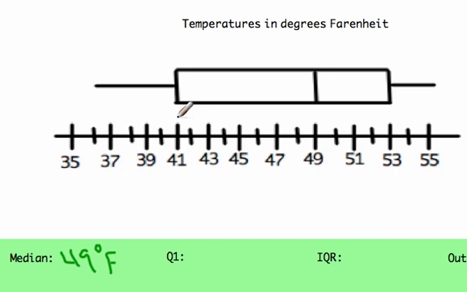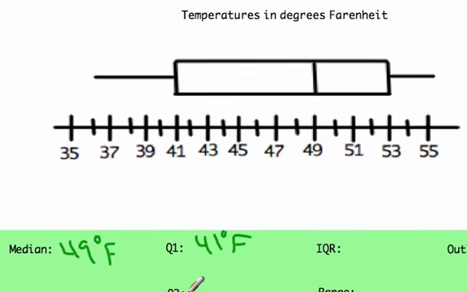This is your first quartile of information. Of course, your first quartile is always going to be smaller than your third quartile. So there's 41 degrees Fahrenheit. And you can probably predict, based on the fact that the first quartile was marked by this line right here, where the third quartile would be. It's going to be on the other side, and that's going to be 53 degrees Fahrenheit.